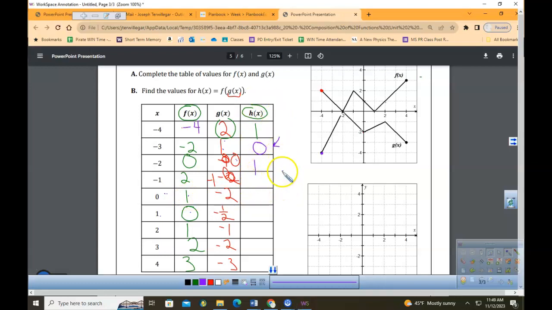Okay? Again, I'll actually write it out this time. So I'm doing g of f of g of negative 1. G of negative 1 is negative 1. And f of negative 1 is 2. Well, that one actually, they're next to each other. Okay? G of 0 is negative 2. F of negative 2 is 0.